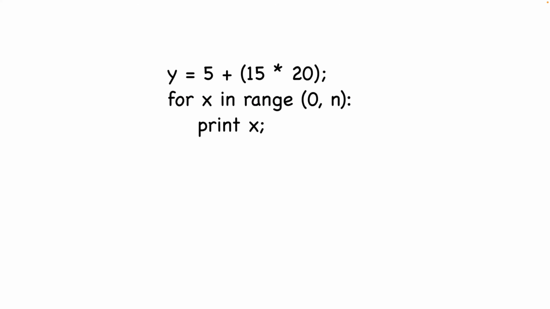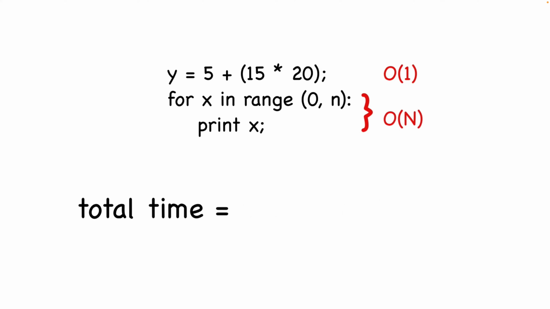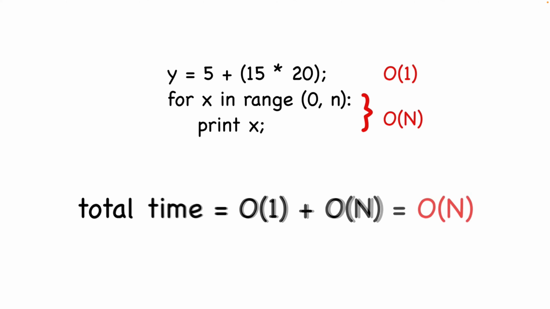Here's another sequence. The first line we know, again, is big O of 1, and the for loop is big O of n. The total time is the summation of these two, but remember we drop low order terms. When n gets large, the time it takes to compute y is meaningless compared to the for loop.